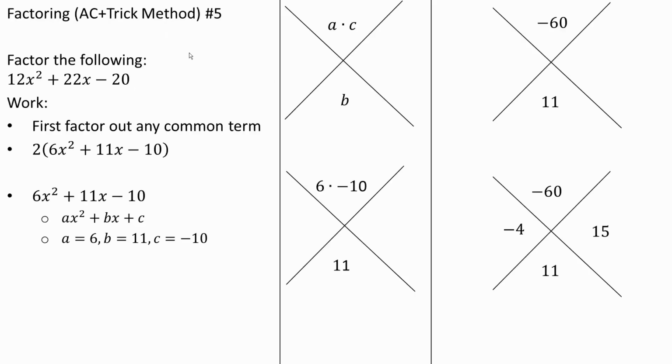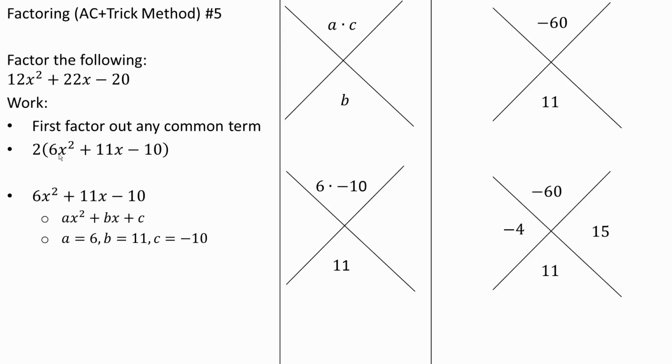So here is the second problem. So first step, first factor out any common term. So in this case, the common term is 2. And so I get 2 times parentheses 6x squared plus 11x minus 10, because 2 times 6x squared is 12x squared. 2 times 11x is 22x, and 2 times negative 10 is negative 20.